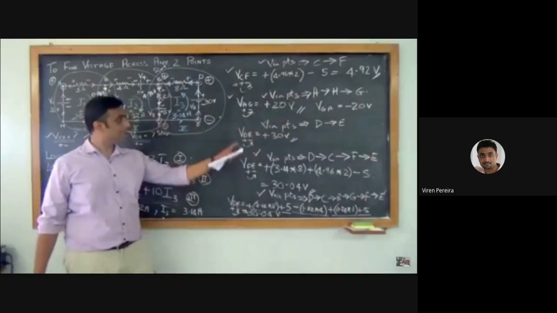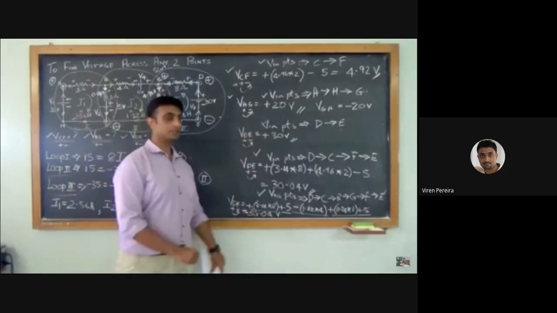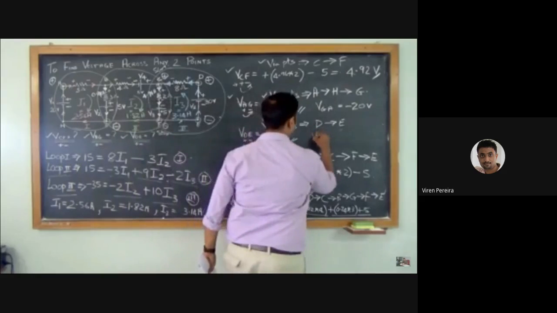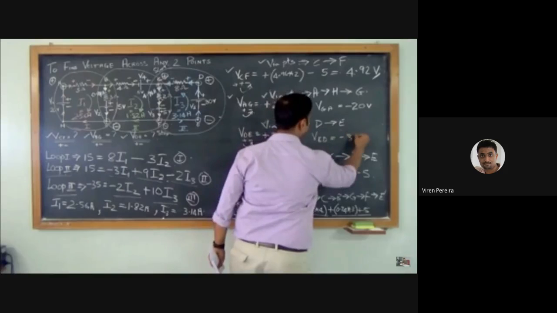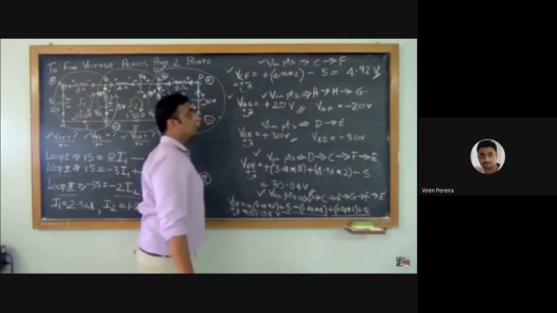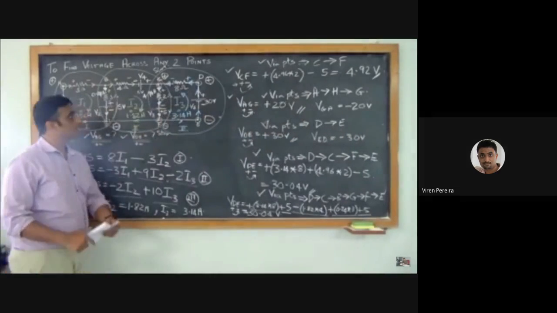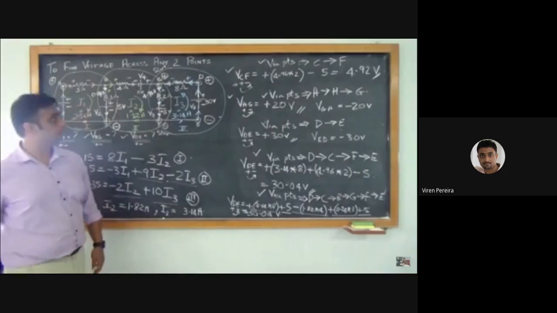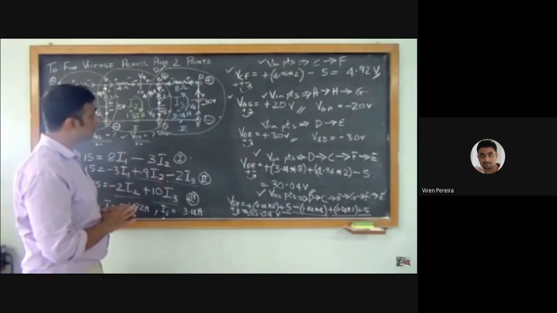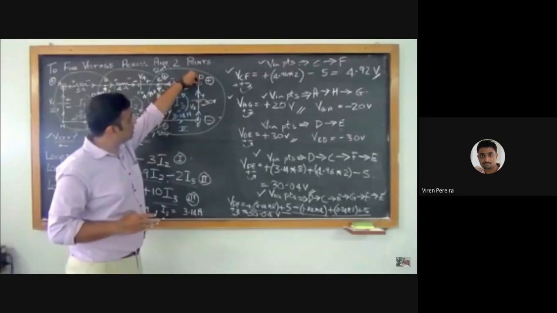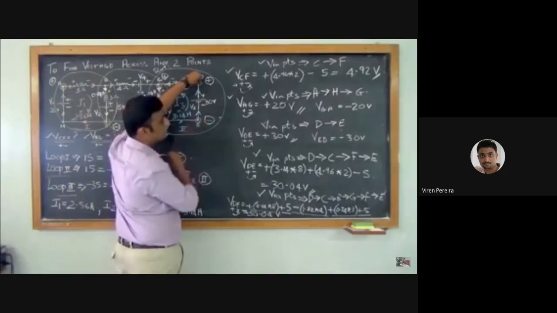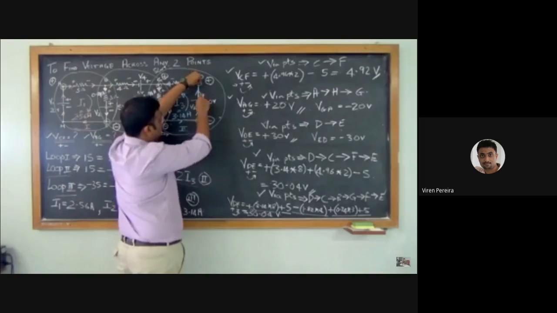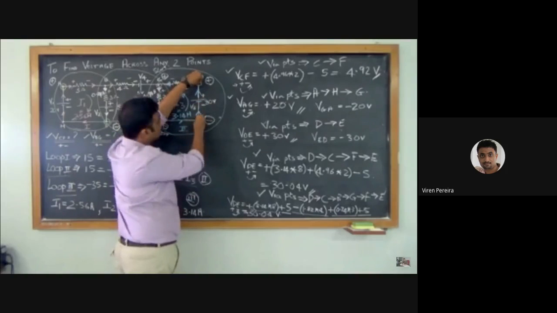In the same way, if my VDE is equal to 30 volts, then my VED will be equal to minus 30 volts. Now how does this come into play? If I consider my multimeter or my voltmeter and connect my positive terminal here and my negative terminal here, obviously this is positive and this is negative. So I'll get plus 30 volts.